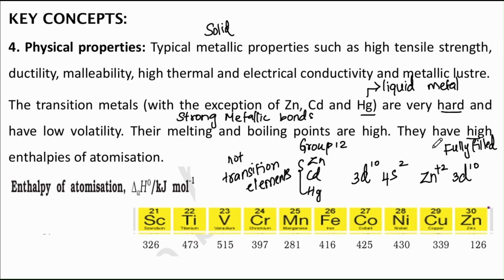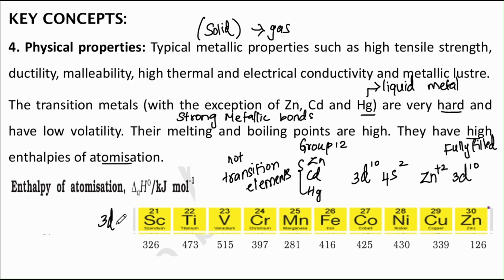So this suggests that they have high enthalpies of atomization. Enthalpy of atomization means the conversion of this solid metal into gaseous atoms or gaseous ions, or you can say gaseous individuals, is called the enthalpy of atomization. So this enthalpy of atomization for the d block elements is more.